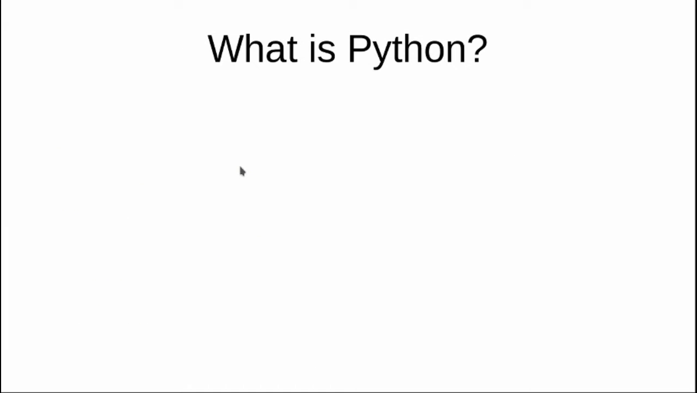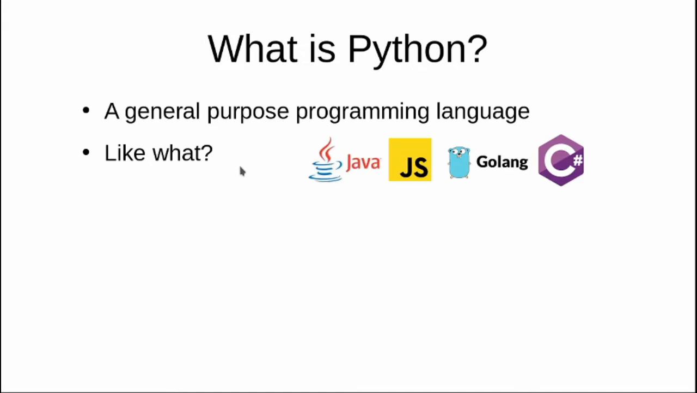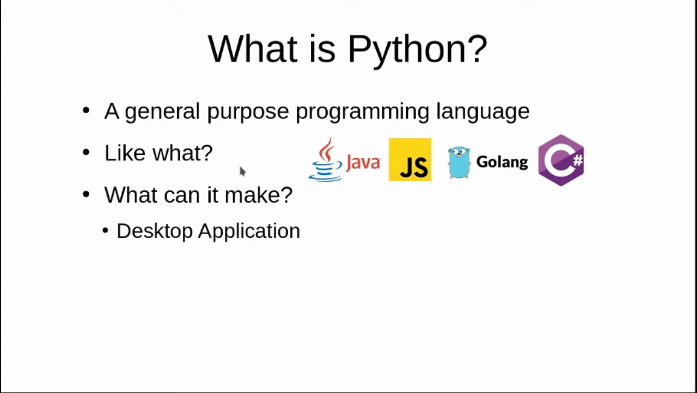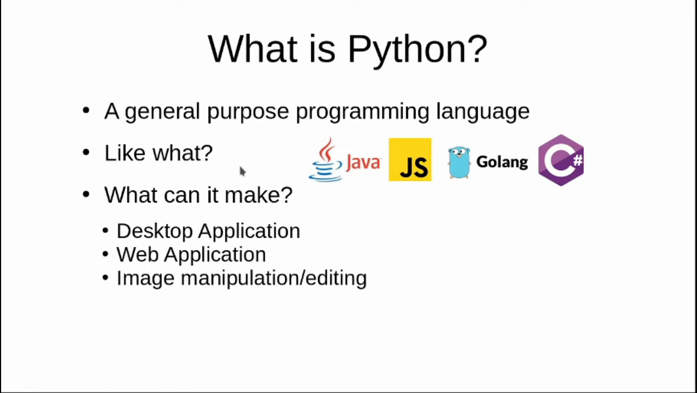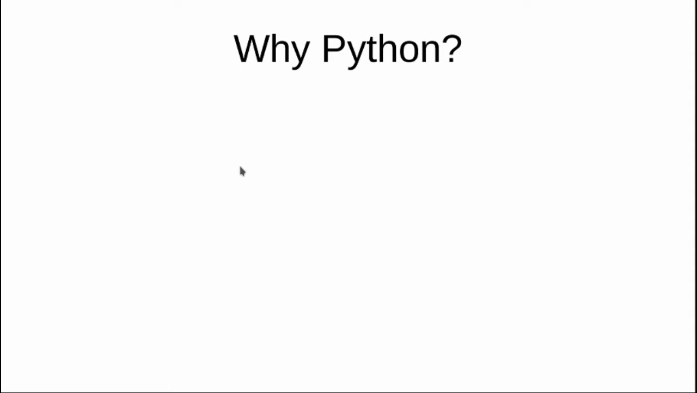So, what is Python? To put it simply, Python is just a programming language. Are there any other languages like Python? There are tons of them. Some of them are Java, JavaScript, Golang, and C Sharp. And what can Python make? One of the things Python can make is a desktop application. It can also be created to make web applications, and also image manipulation, Internet of Things, and even machine learning and artificial intelligence applications.